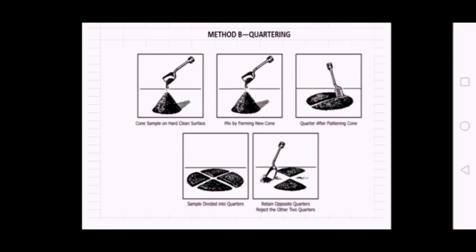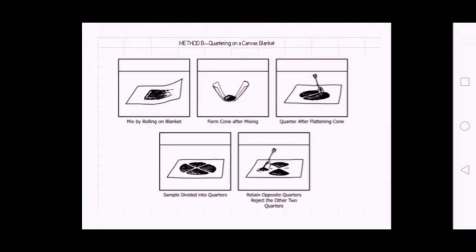When the surface is uneven, place the field sample on a canvas blanket and mix with the shovel, and quarter it the same way as explained before. Or mix by alternately lifting each corner of the canvas and pulling it over the sample toward the diagonally opposite corner, causing the material to be rolled. This is the quartering on a canvas blanket. You can see, when the surface is uneven, this is the method of quartering.